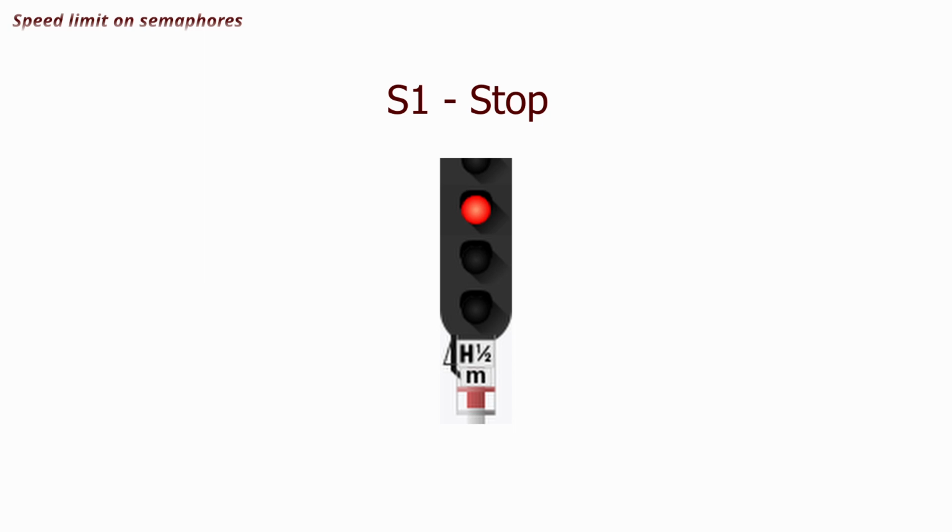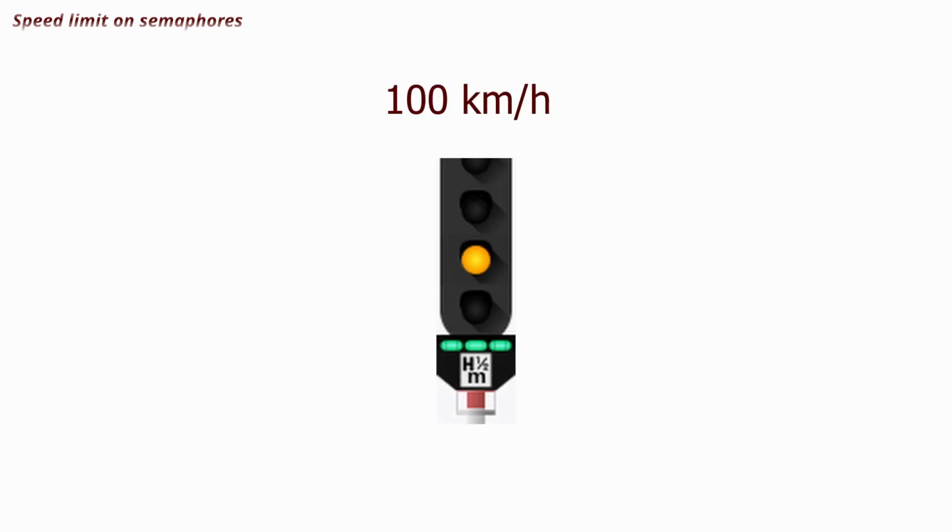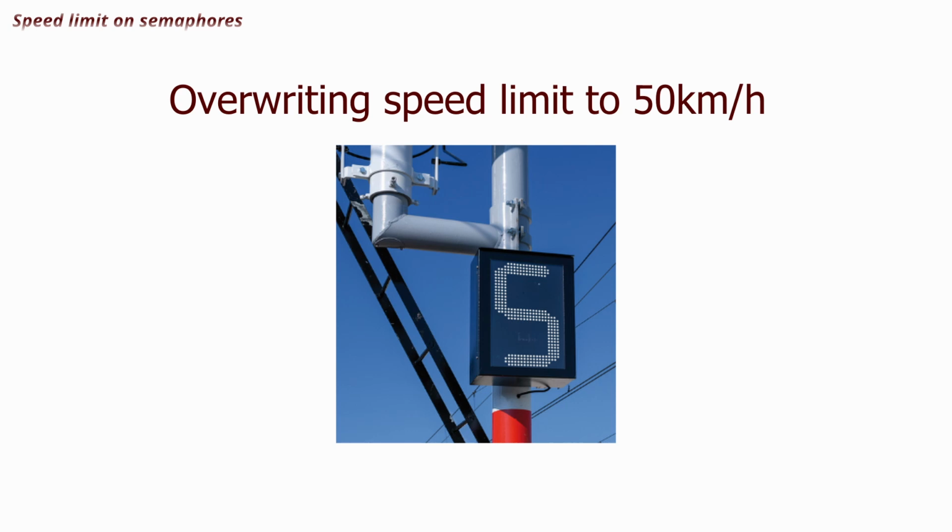Red light as one stop signal, you can't cross it. Orange light, speed limit 40 km per hour. Orange light with an orange stripe underneath, speed limit 60 km per hour. Orange light with a green stripe underneath, speed limit 100 km per hour. Additional display of a number under the semaphore modifies the limitation to this number multiplied by 10.